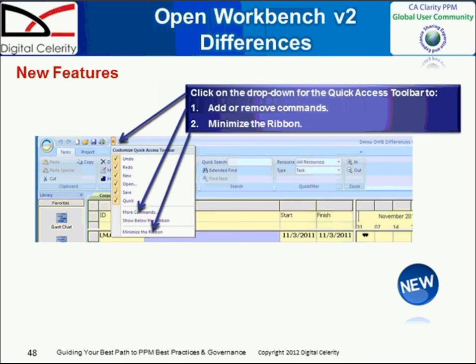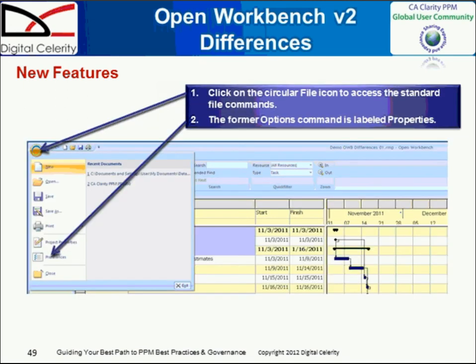You can access the quick access toolbar. It allows you to change the ribbons, to minimize the ribbons, change the view, and add or remove commands within this particular view that you have. And then there is a new circular icon, which is very similar to some of the other 2010 Office products, where you go to the main menu by clicking on an icon at the top left-hand corner, and it brings you to the main option areas where you'd have properties, which used to be properties, now as preferences, and it would bring you to the major aspects that you would utilize for file control within the Open Workbench.